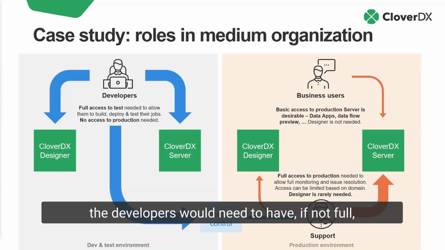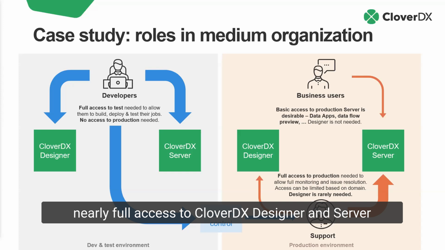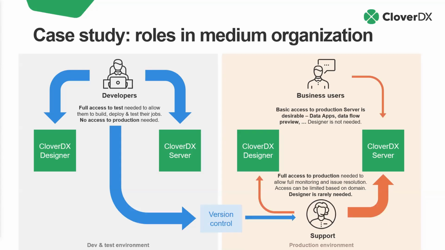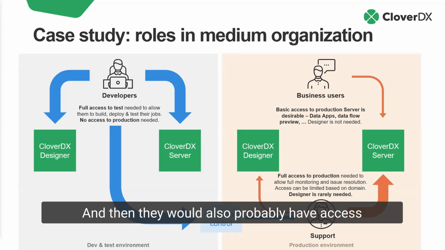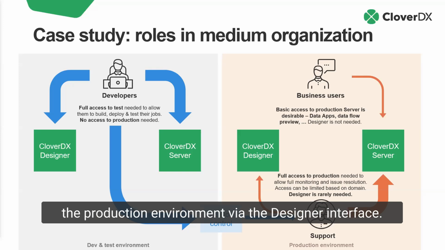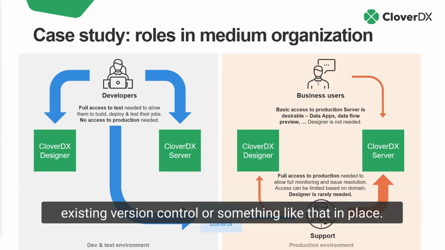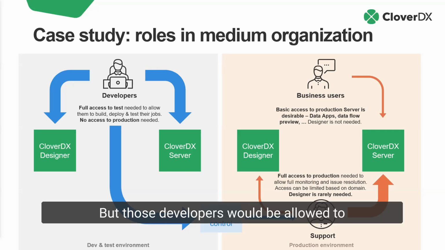Obviously, the developers would need to have, if not full, nearly full access to CloverDX Designer and Server in the test and dev environments. And then they would also probably have access to a limited set of permissions in version control. If you have a version control tool, that's great. Otherwise, you can push these directly into the production environment via the design interface. So there's no issue there if you don't have existing version control or something like that in place. But those developers would be allowed to push some changes from the test and dev environment into the production environment.